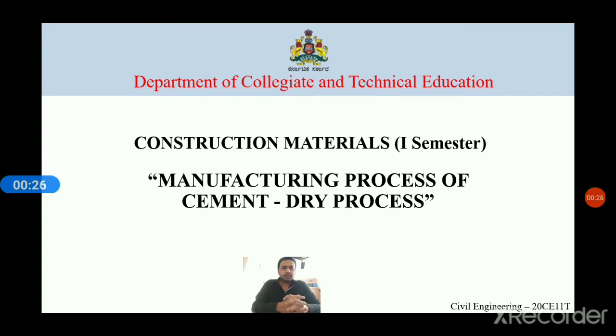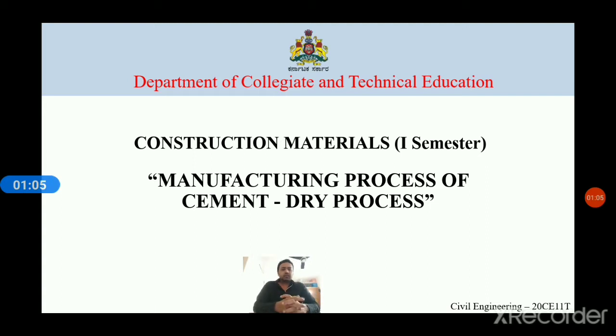The reasons are that the coal consumption in the dry process is approximately one-fourth that of the wet process, the wet process requires higher consumption of power, and the production of cement by the dry process is more economical and of superior quality. So in this video we are going to discuss the dry process of manufacturing cement. I'm talking about Portland cement.